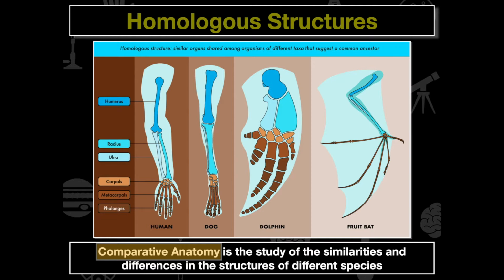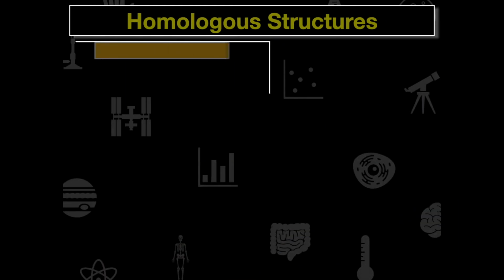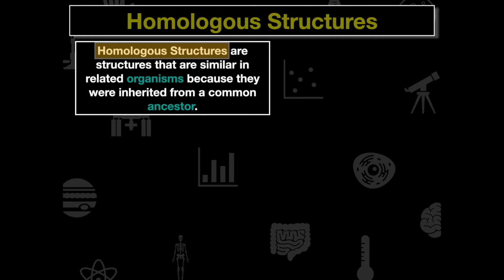Now, a homologous structure here is a similar organ or a similar bone structure that is shared amongst different taxa or different species. And what this is going to suggest to us is, well, if we have these similar bone structures here, it must mean that these individuals are from a common ancestor that have diverged and evolved over time, which has allowed for the same bones to exist in a human, a dog, a dolphin, and a fruit bat. So if we're thinking about the definition, homologous structures are the structures that are similar in related organisms because they were inherited from a common ancestor here.